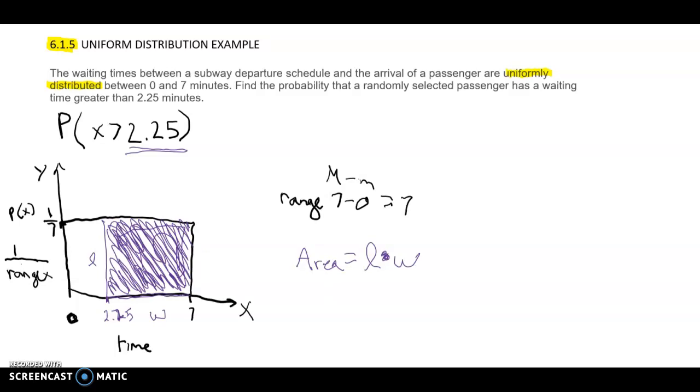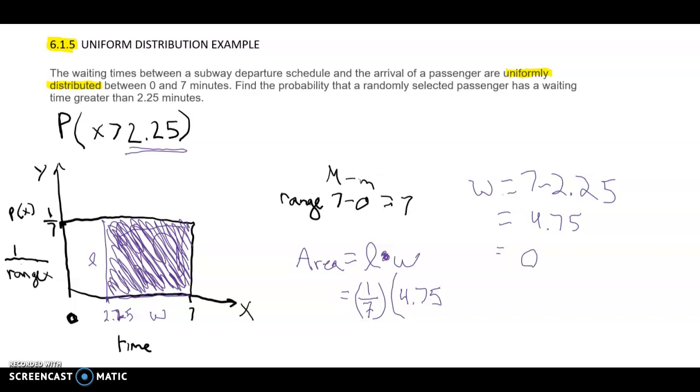I know that my height is 1/7, so I'm going to have 1/7. And the width is going to be from 2.25 to 7. So I'm going to say 7 minus 2.25. That gives me 4.75. So I'm going to have 1/7 times 4.75. And rounding to 3 decimal places, I get 0.679. So the probability that x is greater than 2.25 is 0.679.